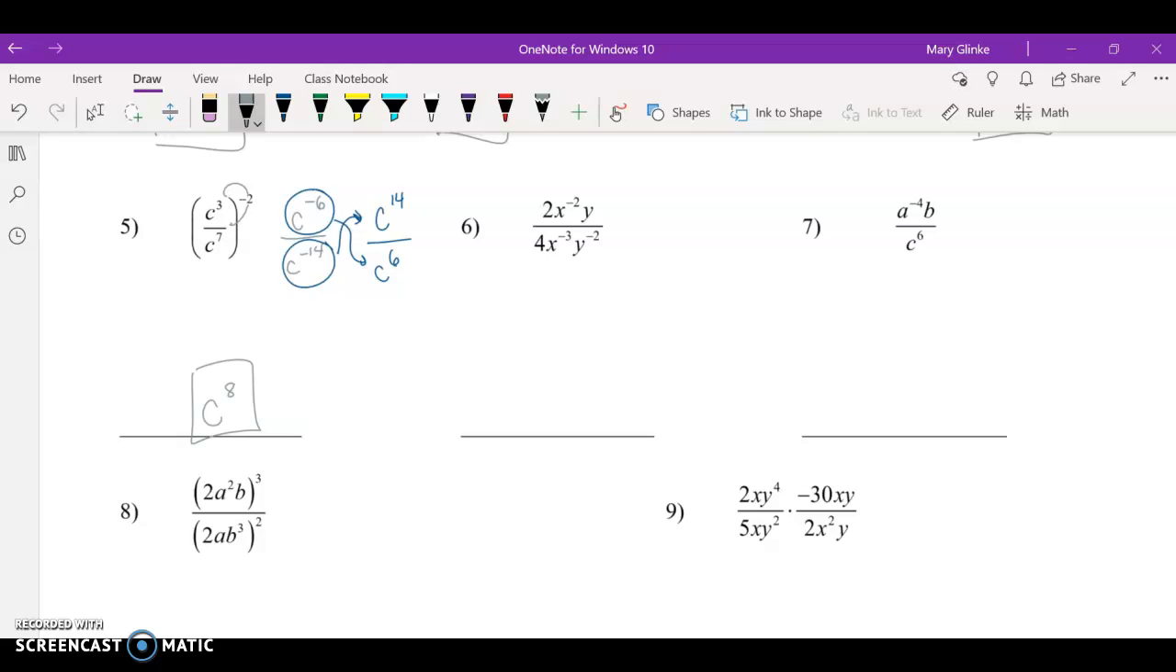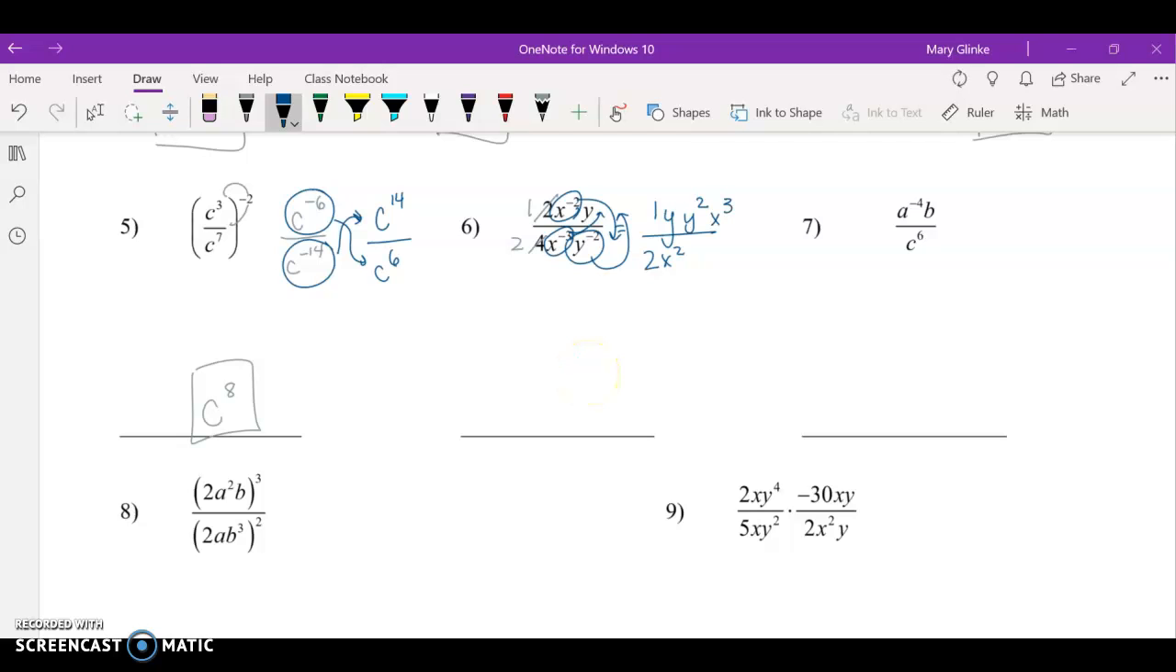For number 6, I noticed that the 2 over 4 reduces to 1/2. I also noticed that I have x's and y's that need to move. So what I'm going to do is leave the ones alone that don't move. So the 1, the y, and the 2, those stay where they are. The x squared is going to move down. The y squared is going to move up. And the x cubed is also going to move up to the numerator.